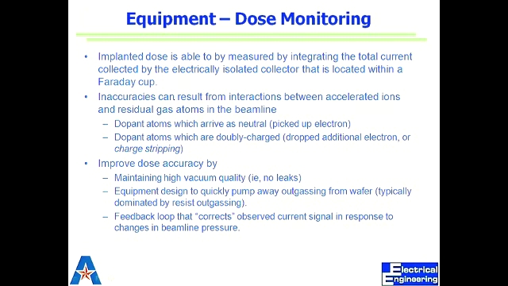How do we monitor those? By total current that is collected by the collector within a cup. So you may be passing as much current, but what actually gets there is what is called dose. So we use something called a Faraday cup. Have you ever heard the term Faraday cup?